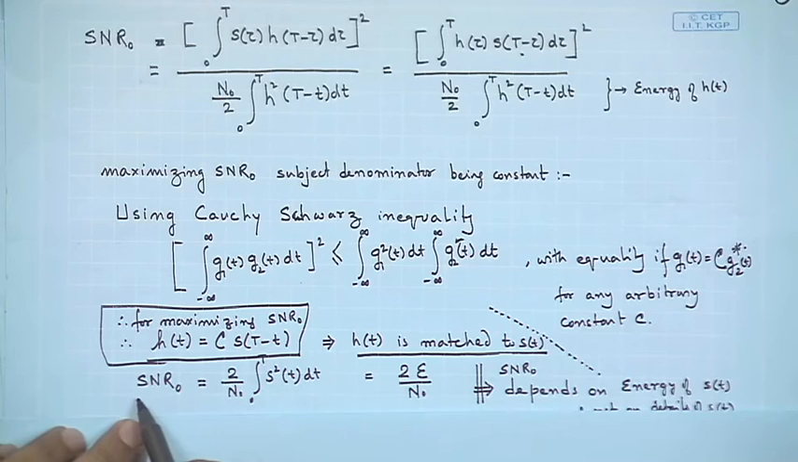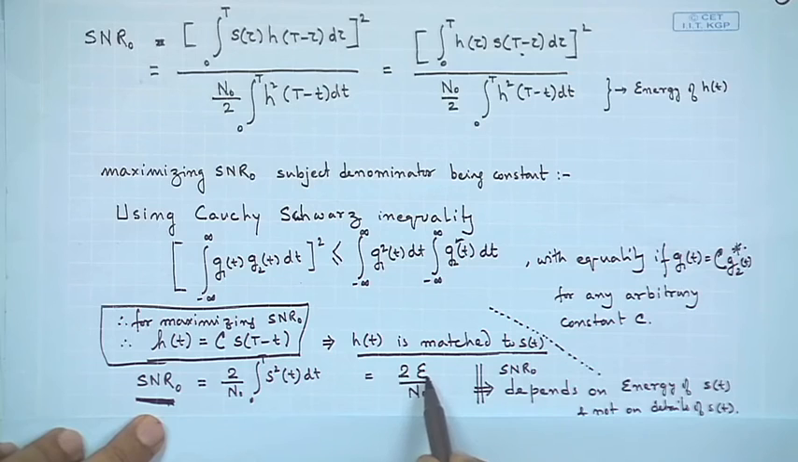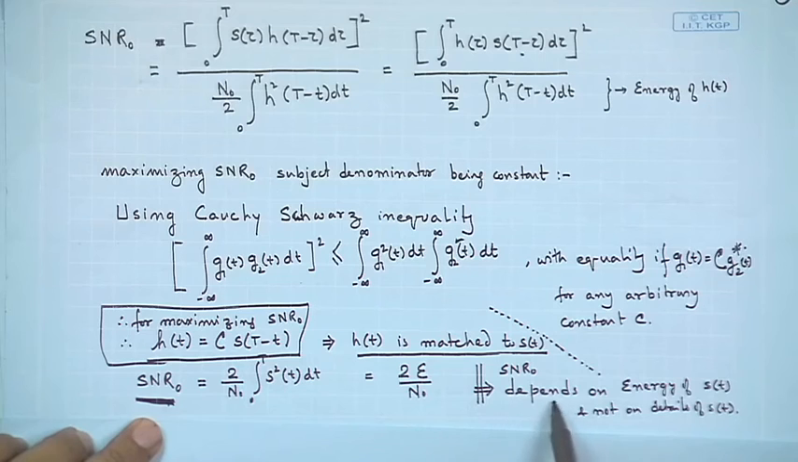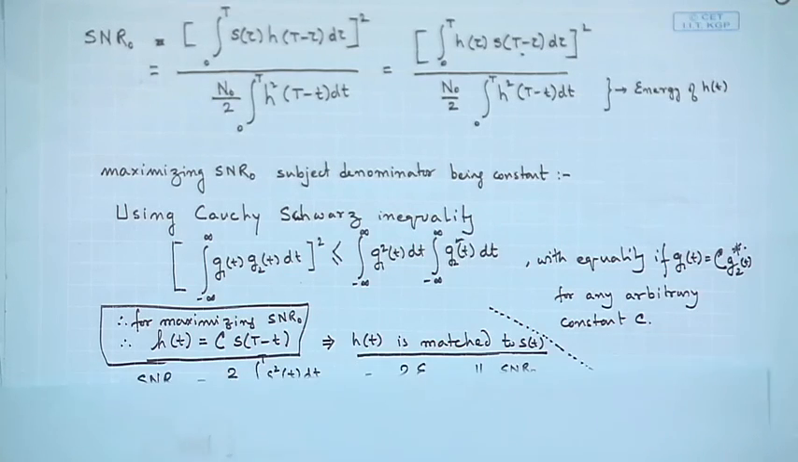So, what it tells is that the maximum value of the output SNR is equal to twice the energy of the signal upon the noise power spectral density. That is, it depends upon the energy of s of t and not on the details of s of t. Why does it not depend on s of t? Simply because we have matched the filter with that of s of t. Whatever s of t is, h of t will be matched to that. So, we do not need to know the details of s of t any further while calculating the output SNR, and therefore we can easily calculate it.